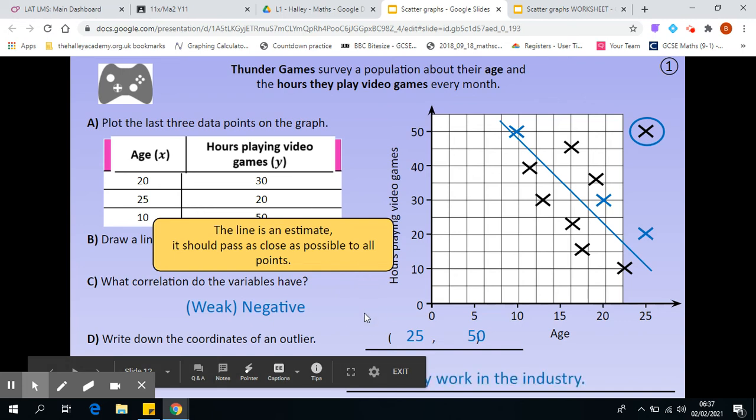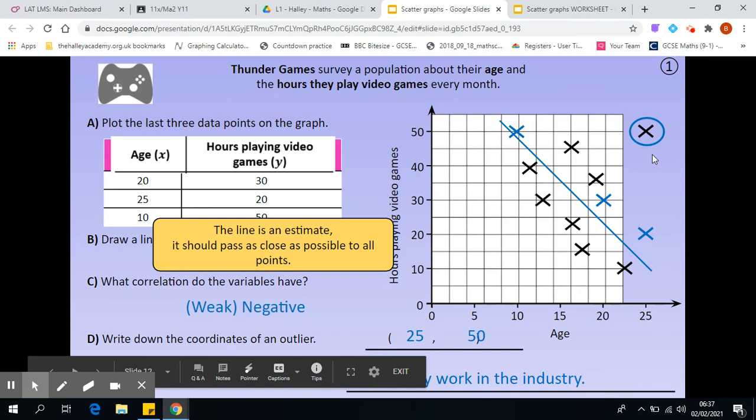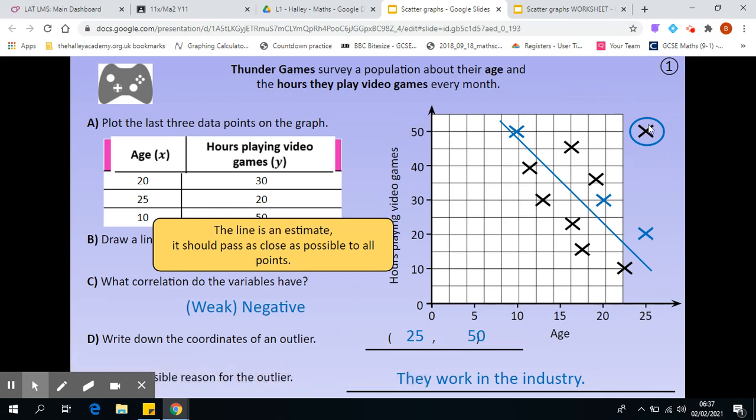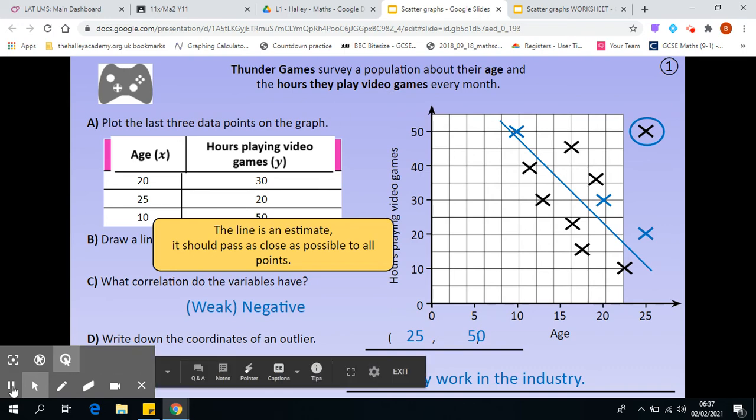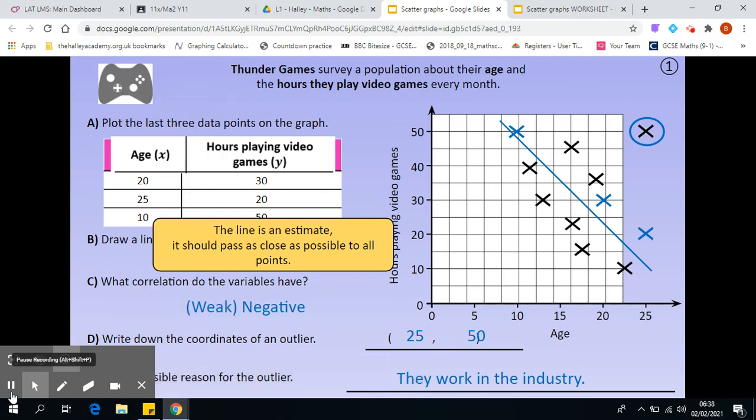The last one. Possible reason for an outlier: someone is older but still spending a lot of time playing video games. Could be they work in the entertainment or the gaming industry. Now, using this as an example, I'd like you to try examples in slide 13, 14, and 15. Now, the answers are provided for your reference.